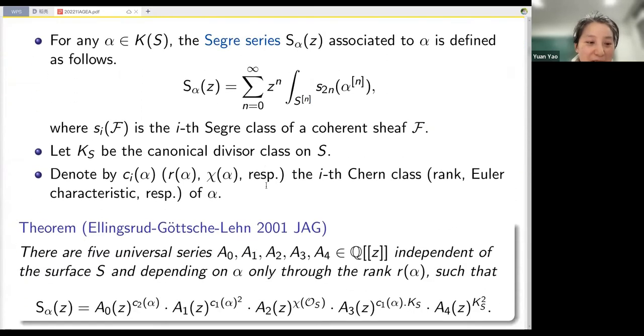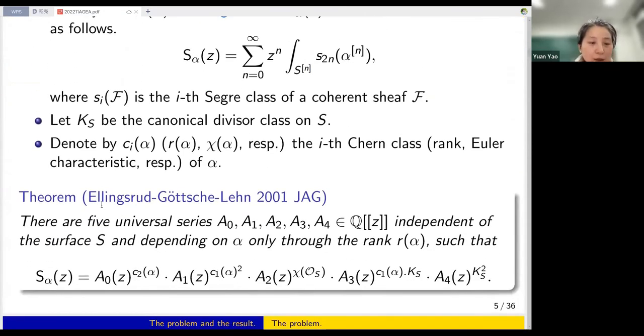Okay, so now we look at this theorem. The theorem is due to Lehn, Göttsche and Lane in 2001. It says this series can be written in this form. Here we have A0, A1, and they are also formal series. So it's not known yet whether they are all rational functions. A0, A1, A2, A3 are all known, with explicit forms now, but A4 is still unknown.